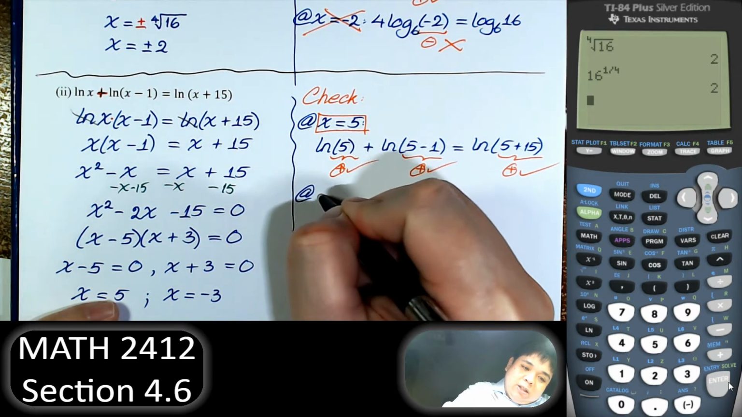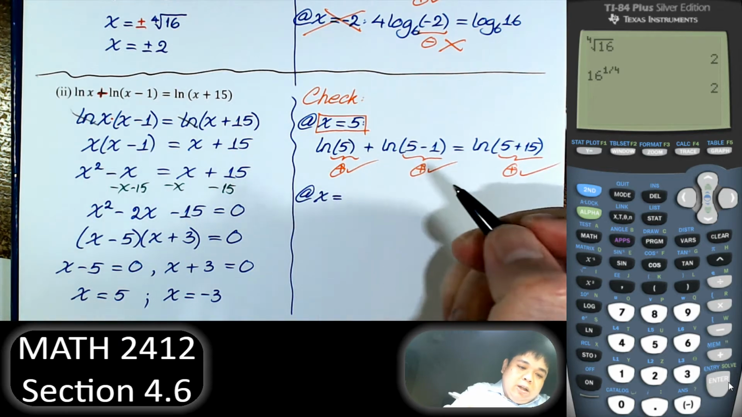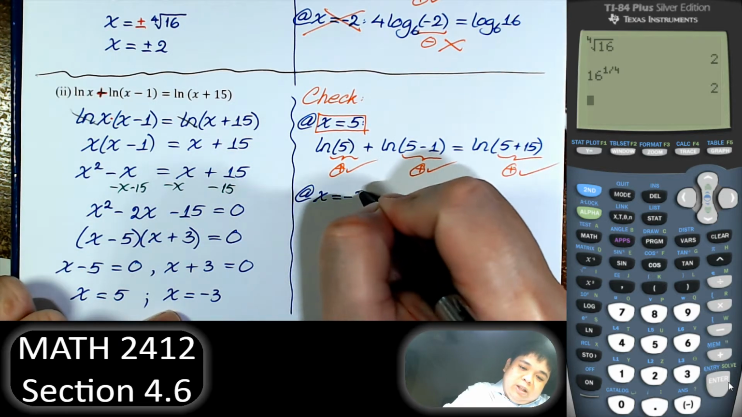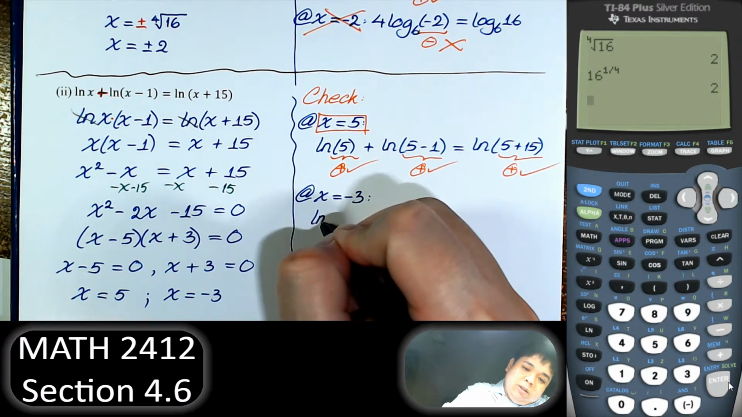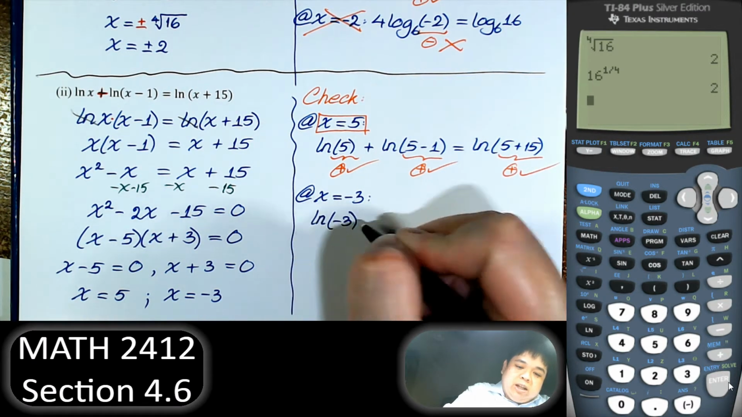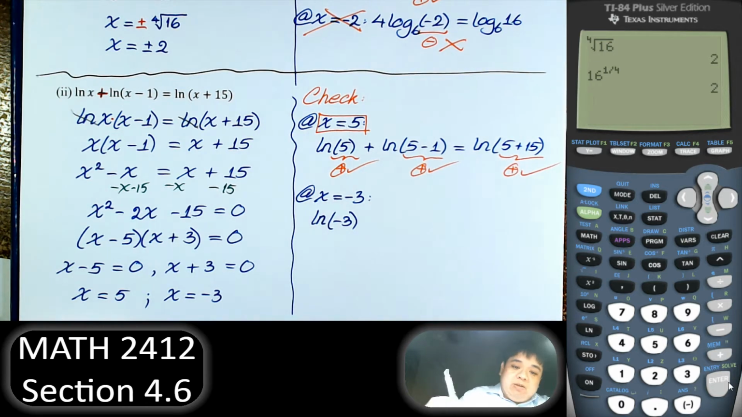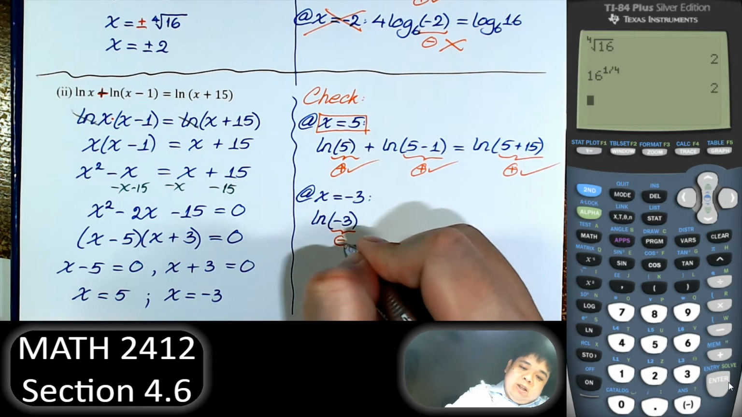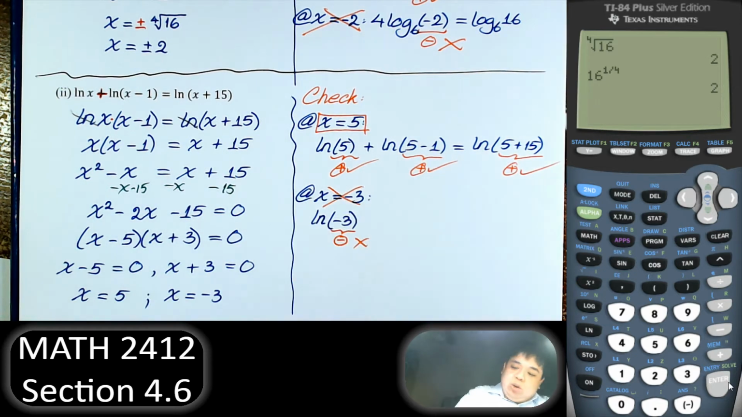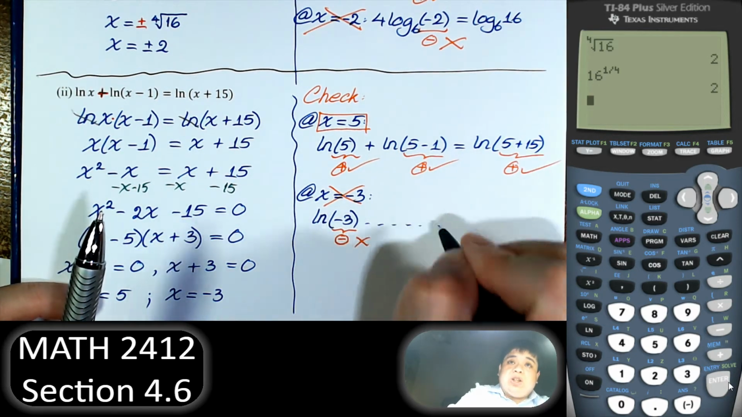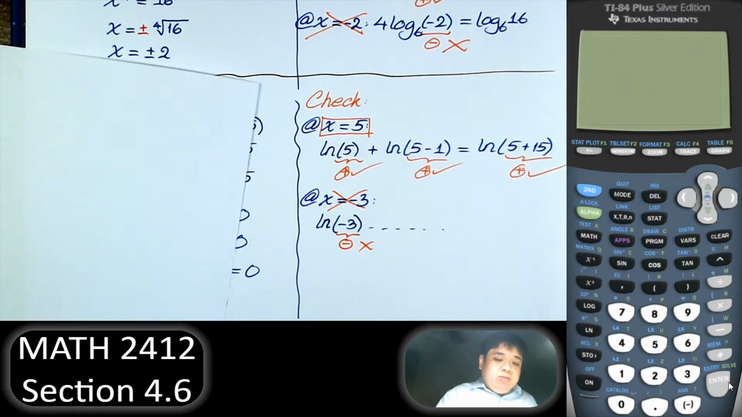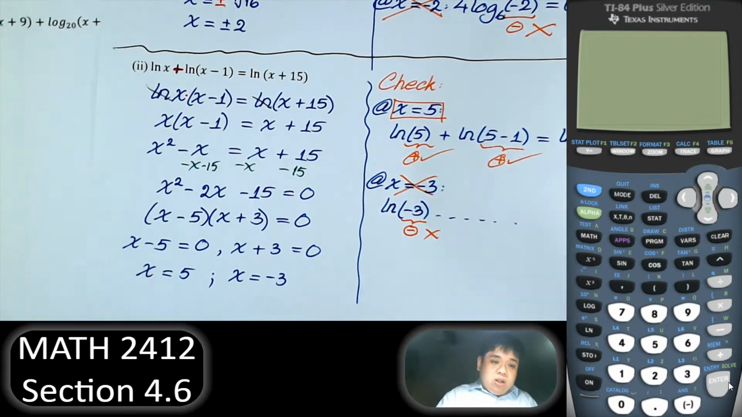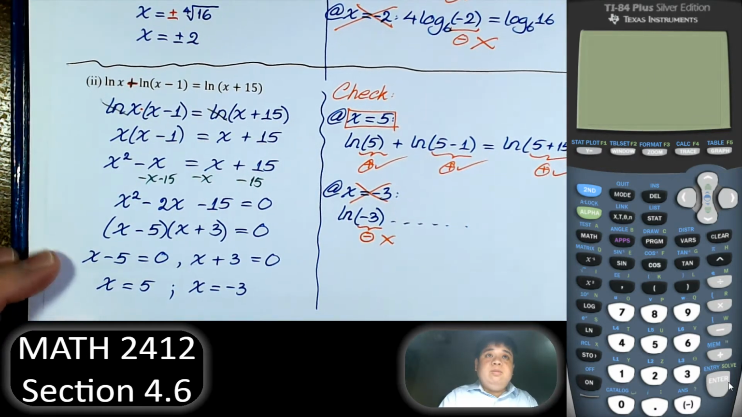Next, I will check for x equal to negative 3. Put negative 3 in for x, and right on the first one it fails. So it's not going to be a solution. We don't need to write the rest of the equation. So just check the answer for all the logs. Make sure that all the arguments are positive.